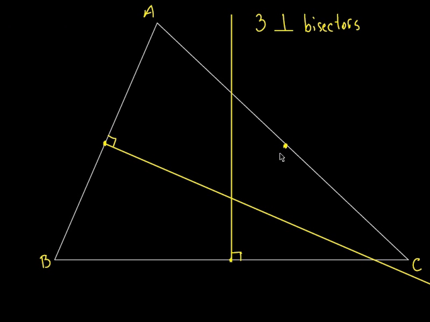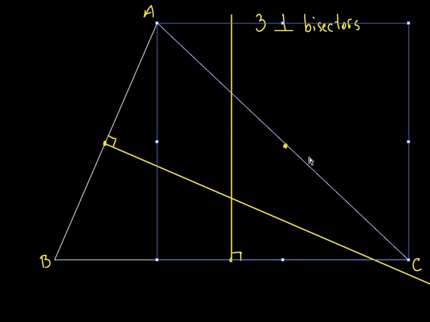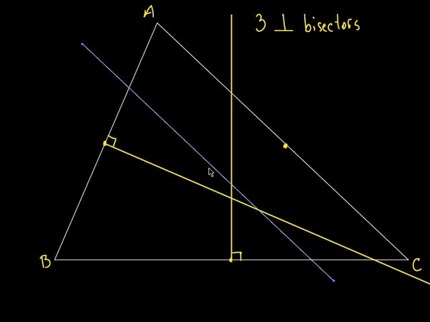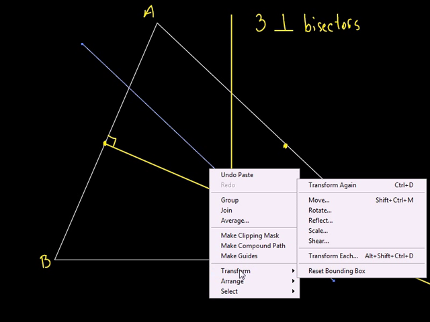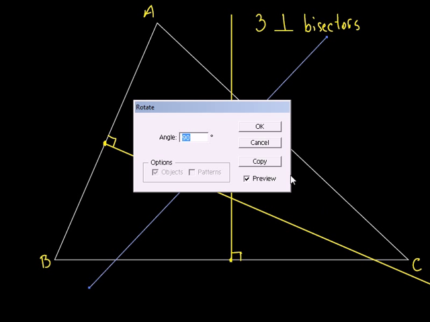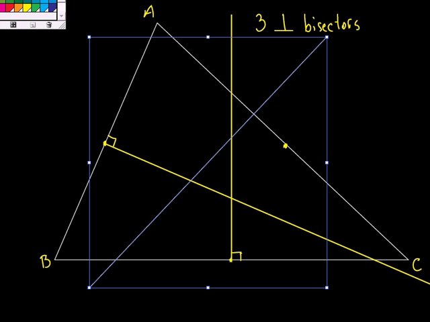Now what am I going to do? I need a line that goes at a right angle to this point, don't I? So, now you could just kind of eyeball it yourself if you wanted to, but I'm going to do this. I'm going to copy and paste, and I'm going to rotate it 90 degrees right there. I'm going to make it yellow and make it 2 point.